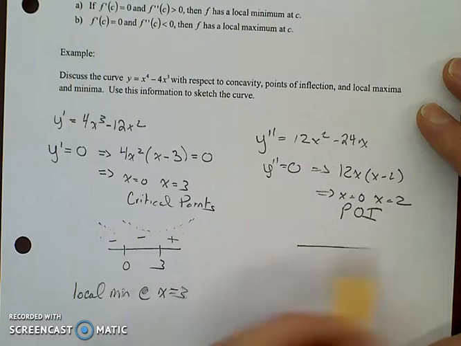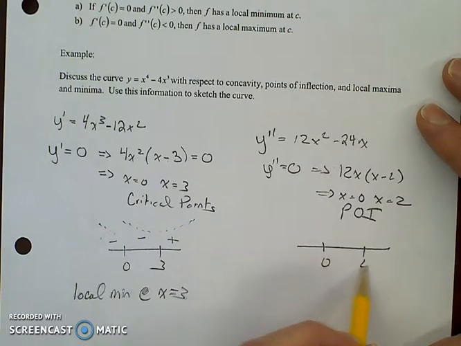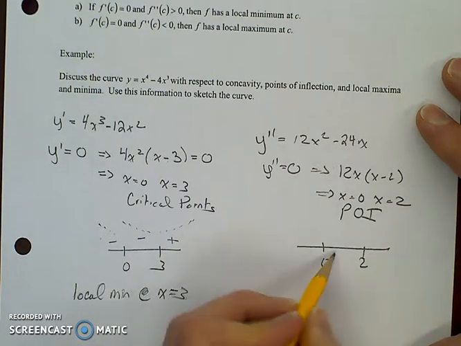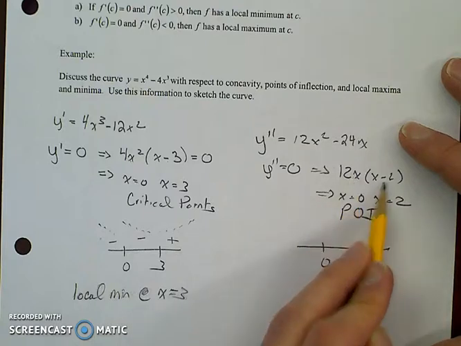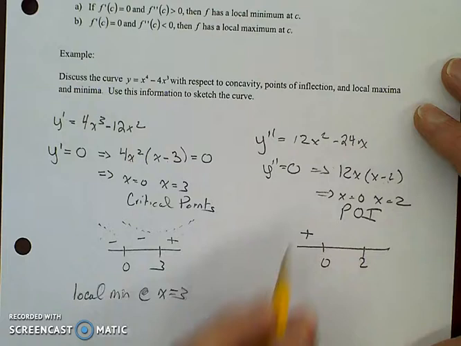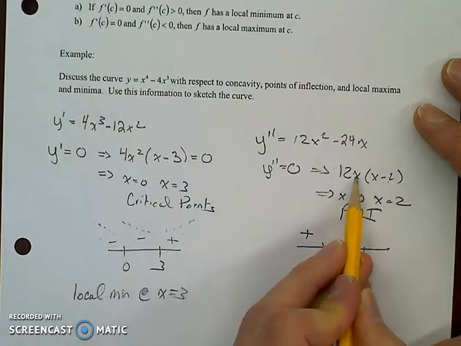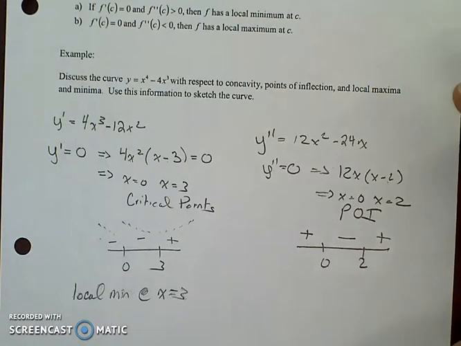So we're going to do another number line, 0, 2. This is going to give us our concavity. -1 will give you a negative here, and negative times negative creates a positive. 1: positive times negative creates negative. And 3 will give us two positives. So there we go.